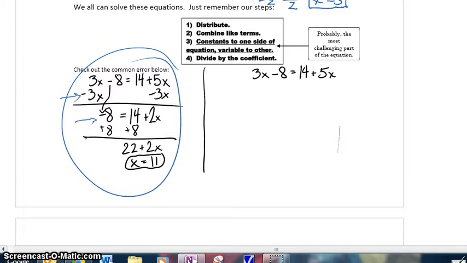I'm going to add 8 first. I know my goal is to get the x alone. I'm going to add 8, which is the opposite of that minus 8, because I don't like negatives. See how that looks.